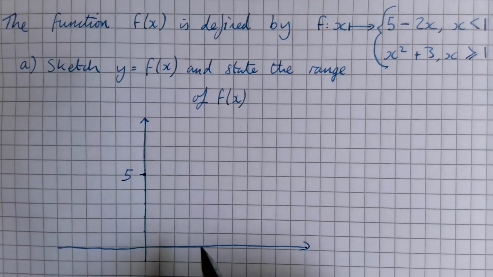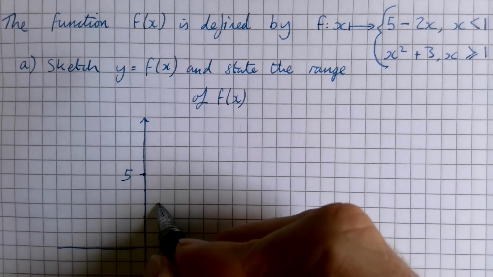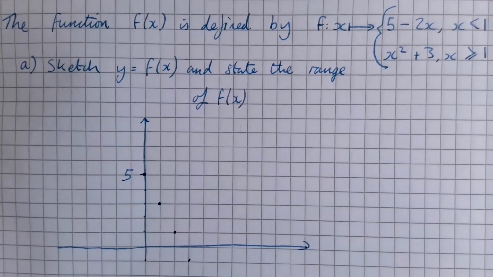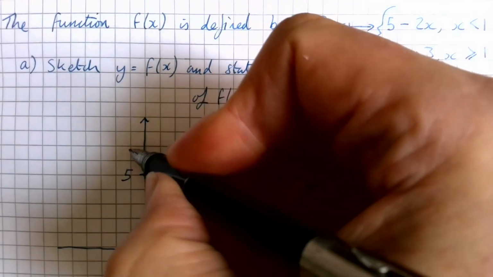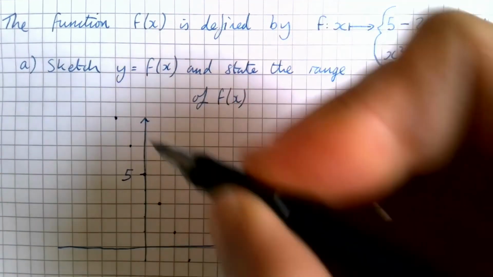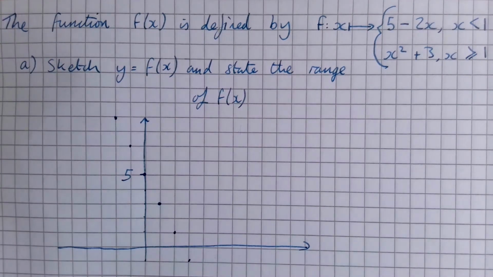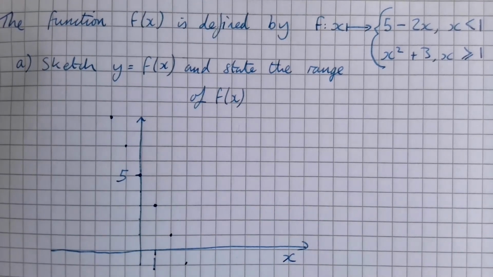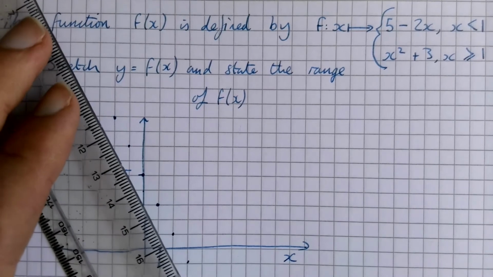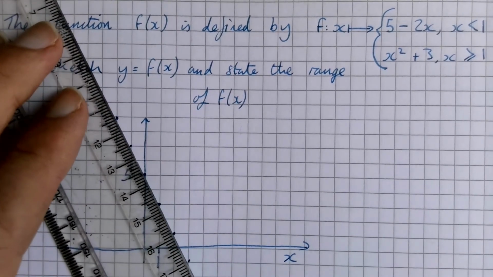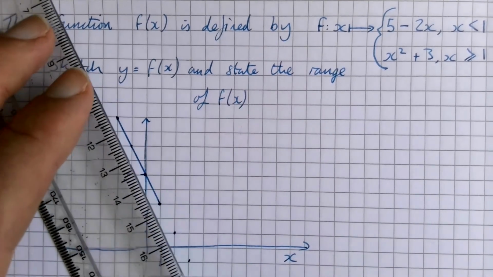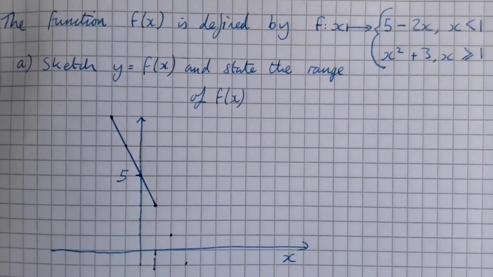And that its gradient is -2, so across 1 down 2, across 1 down 2, across 1 down 2. But we also know, and continue that up there and there, that that's only relevant when our x value is less than 1. So we don't want to be drawing it beyond there. So if I pop that in there, that bit we want.